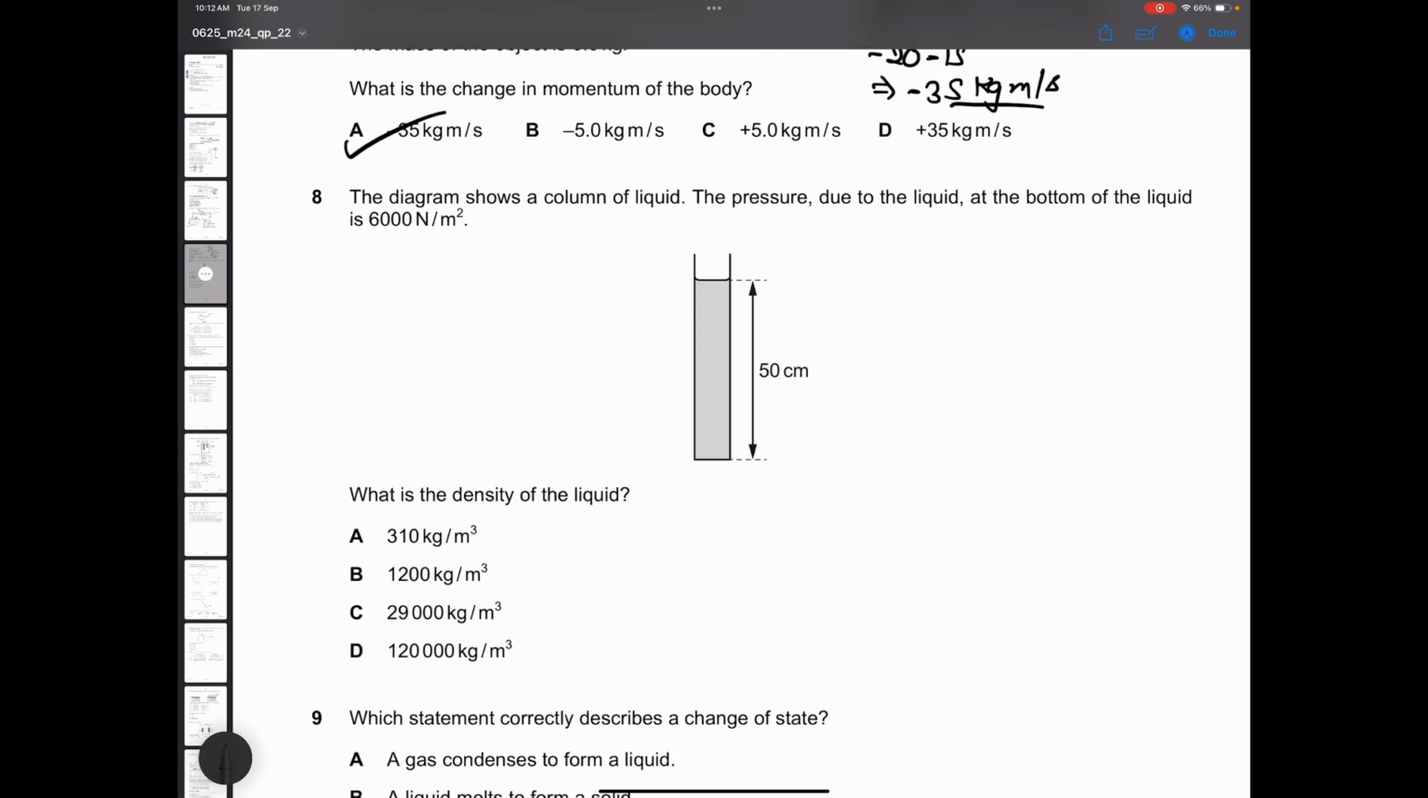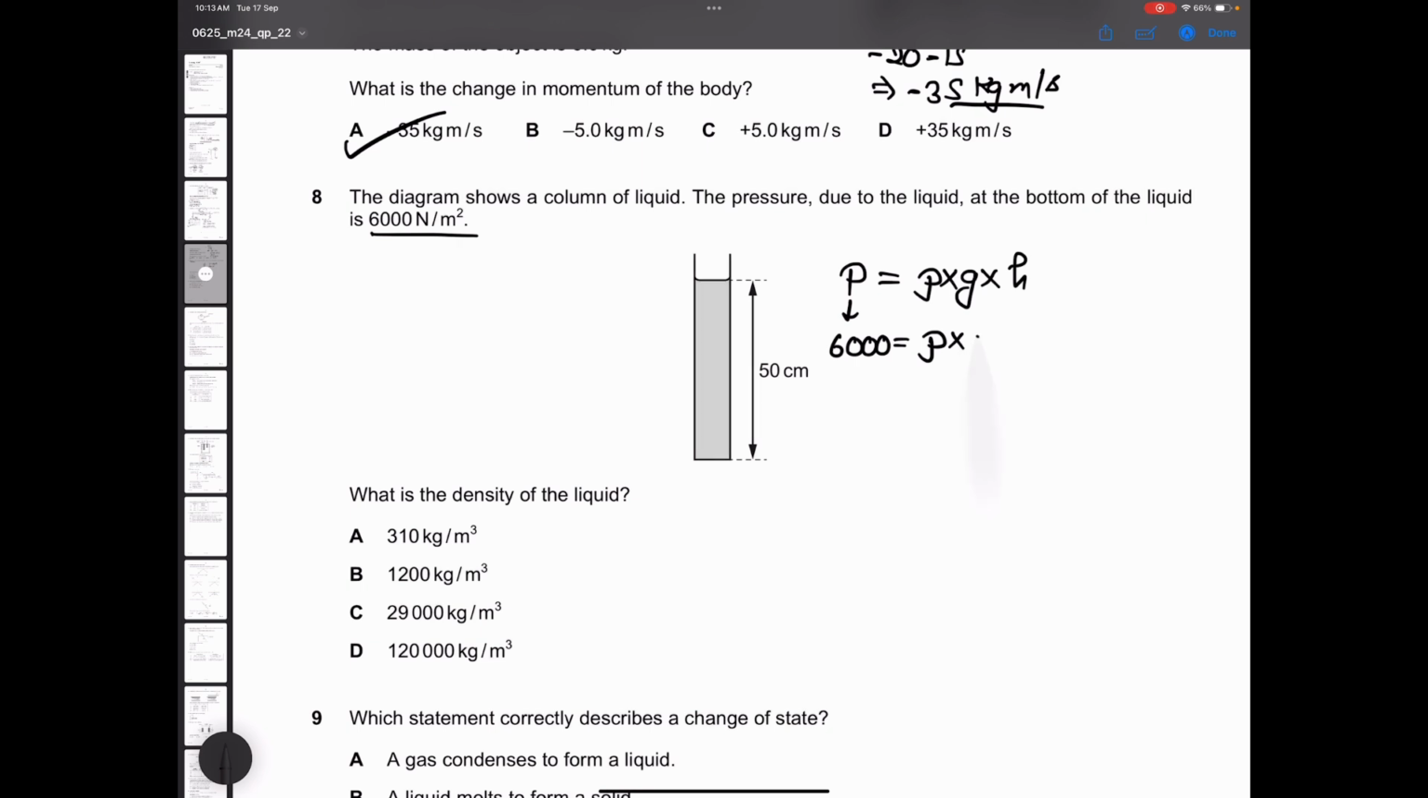Question number 8. The diagram shows a column of liquid. The pressure due to the liquid at the bottom is 6000. What is the density? So pressure is density into gravitational acceleration into height. Pressure given to us is 6000. Density we're trying to find.